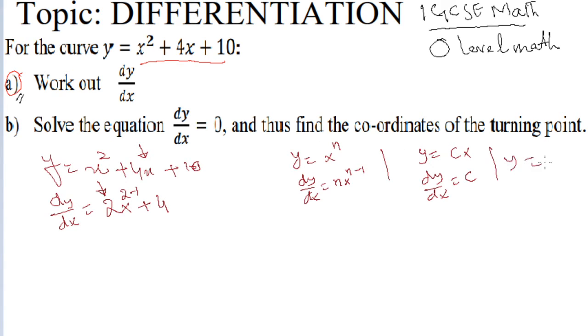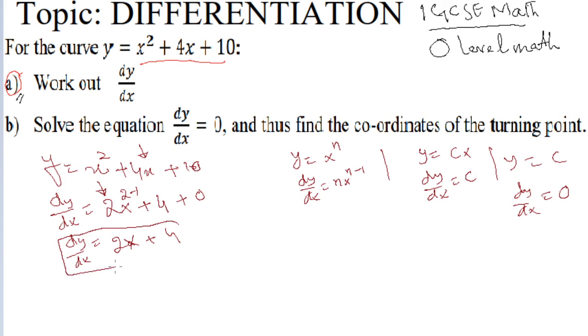And then I said if y is equal to a constant, then dy dx becomes 0. So here it's becoming 0. No need to write 0 there, but if you want to write it, you can write it. It's not making any problem. So the result is 2x plus 4. That is the dy dx we got. The first part is done.